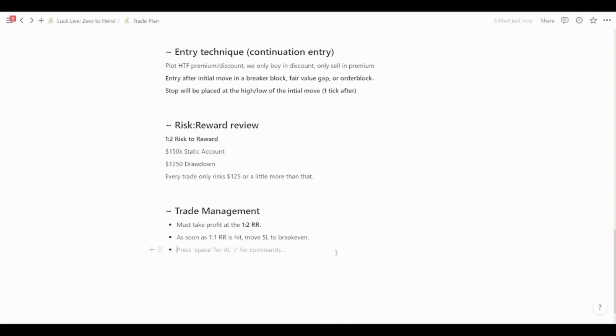And then as soon as we confirm a fast approach to 1-to-2. So as soon as we can confirm, this is going to be, again, algorithmic footprints, right? We're going to see a lot of fair value gaps getting created, a lot of big moves very quickly, right? As soon as we can confirm a fast approach to that 1-to-2 RR, we are going to be moving our stop to 1-to-1.